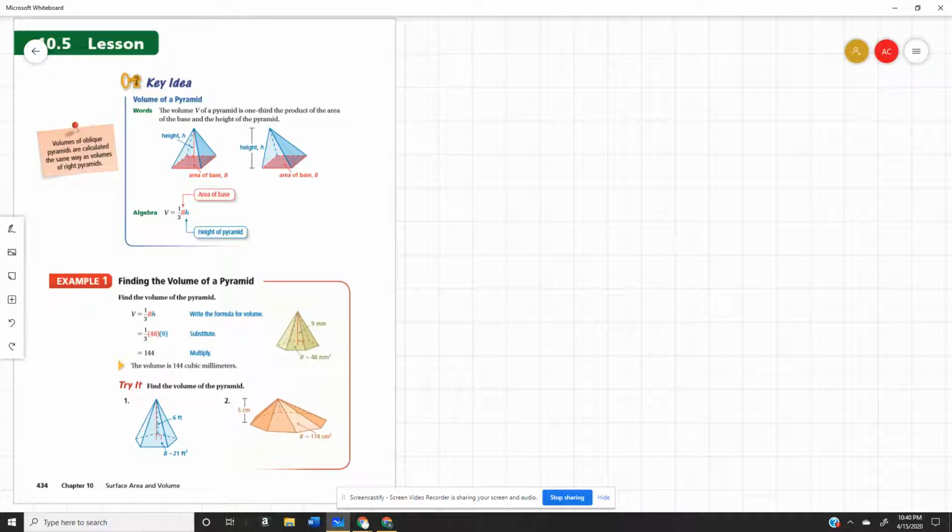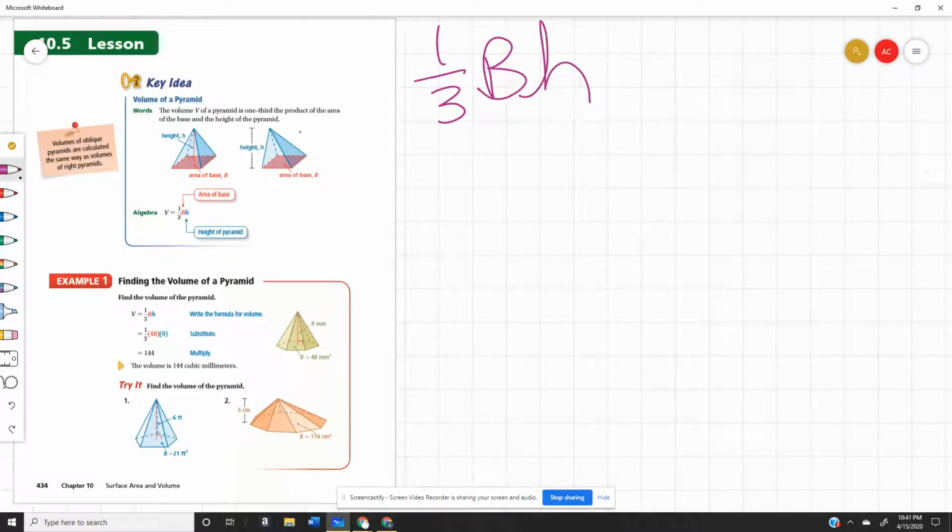So our key idea is that when we're finding the volume of a pyramid, the volume V of a pyramid is 1/3 the product of the area of the base times the height of the pyramid. So same thing as when we were dealing with volume of prisms, where we're going to do the area of the base times the height, except this time, we're going to multiply it by 1/3, because when we look at it, a pyramid is 1/3 of the size of a rectangle.